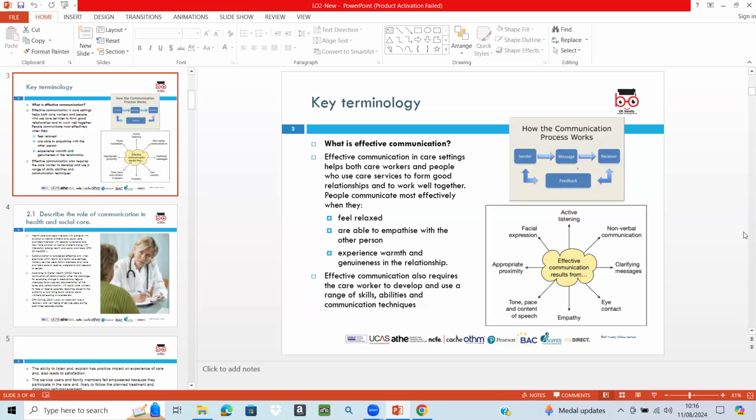Then it also improves collaboration. In healthcare, teamwork is crucial, and effective communication ensures that everyone is on the same page. As an example, during a patient's hospital stay, clear communication among doctors, nurses, and other healthcare professionals ensures that the patient or the service user receives coordinated care. Miscommunication can lead to errors such as administering the wrong medication, which can have serious consequences.